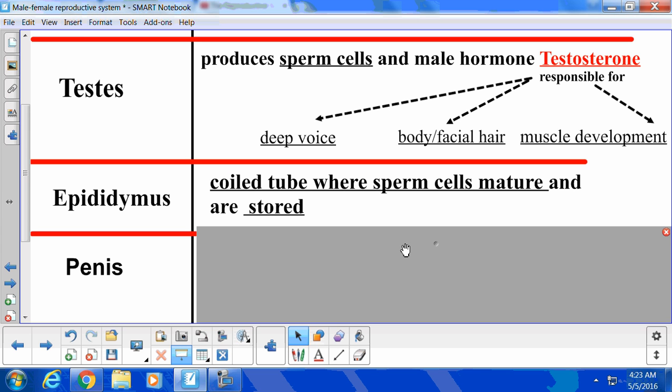Remember, sperm cells are continually being produced by males. And so if they're not going to be used, they'll be stored, and ultimately they'll die and be replaced as new sperm cells are continually produced.